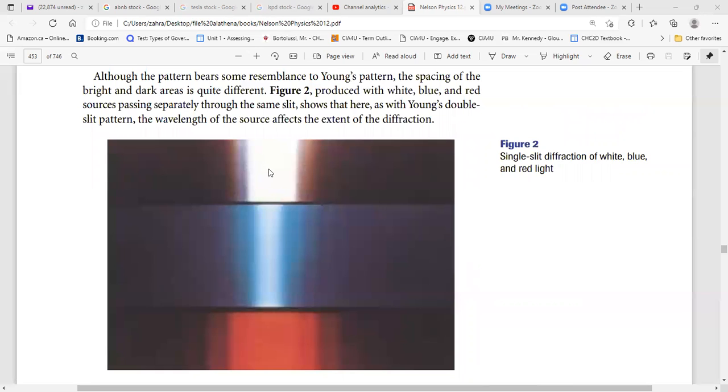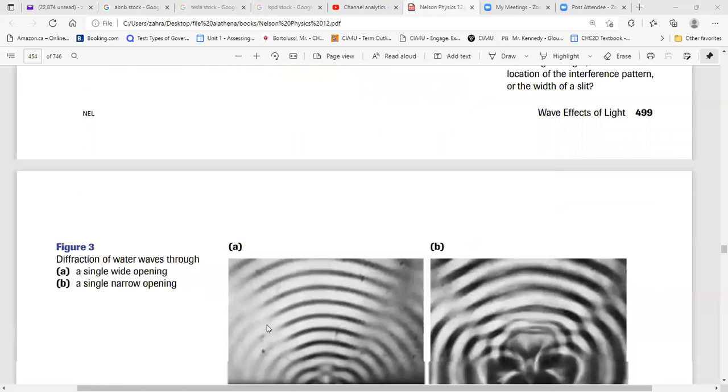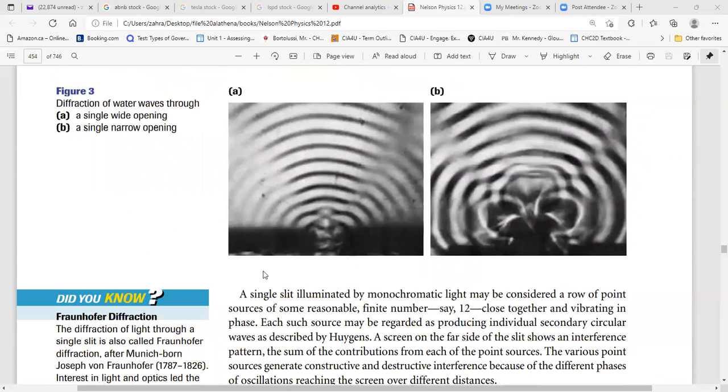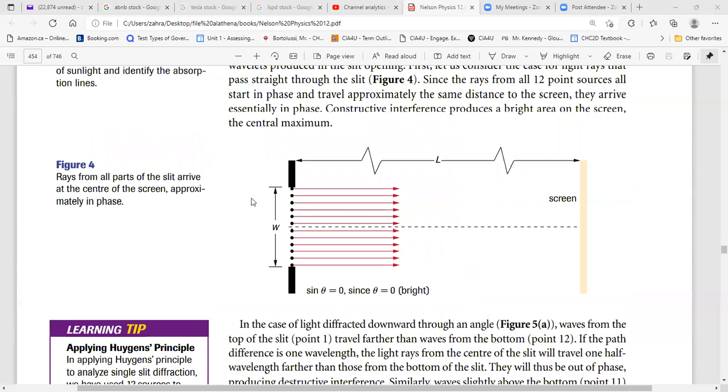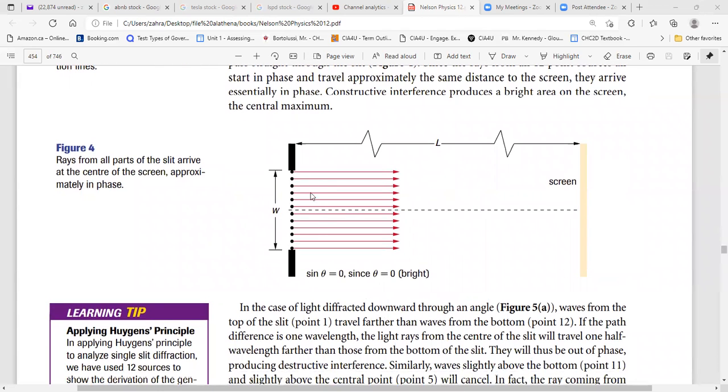Here is the central brightness for different lights, here for blue and red. And as you see, this is a single slit with a wide opening, and this one is a single slit with a narrow opening. When you have a narrow opening, you will see the pattern. When the light is coming with W very big, you just have a central brightness. W is much bigger than lambda.